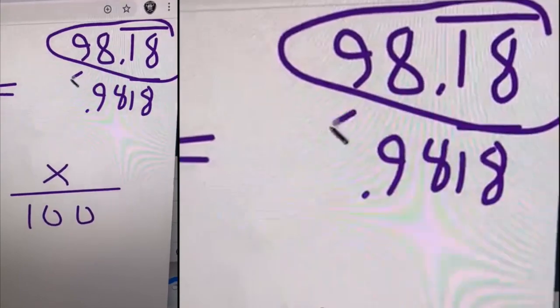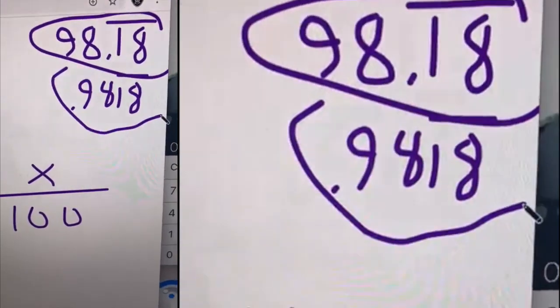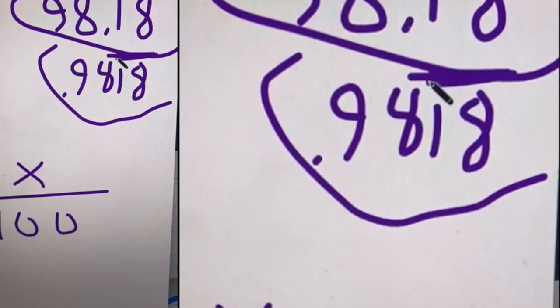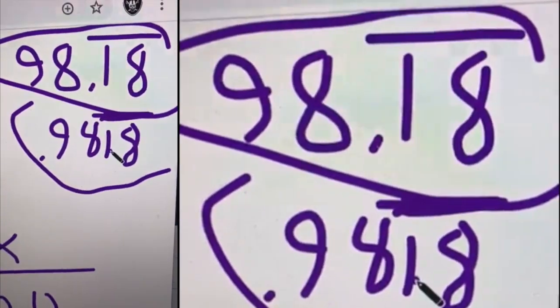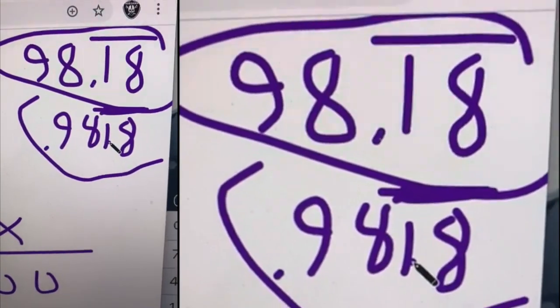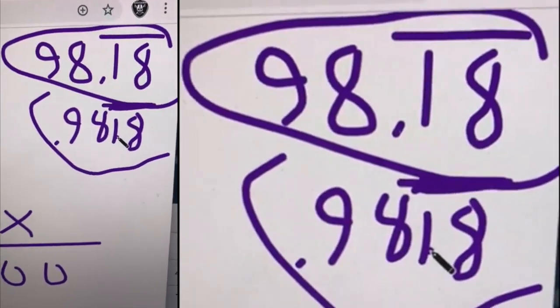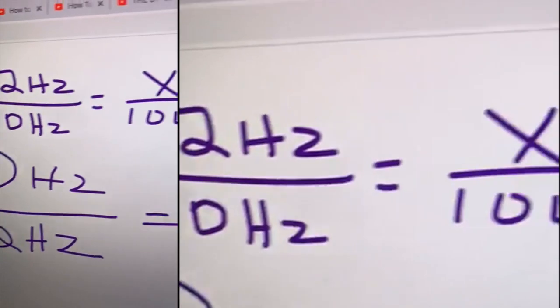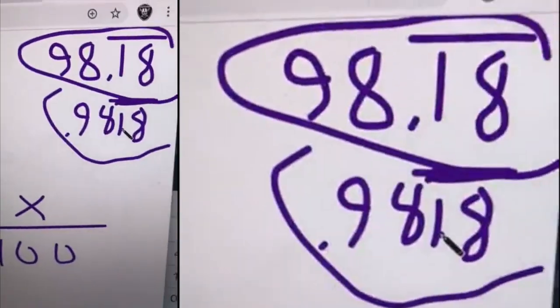So there's two ways to look at it. You could look at it as 0.9818 with the repeating 1/8, right? I'm putting this little repeating line over there. Or you could look at it as 98%, 0.18, all right? So that's the first one, 432 hertz over 440 hertz. So we just figured that out. So we know it's 98%.